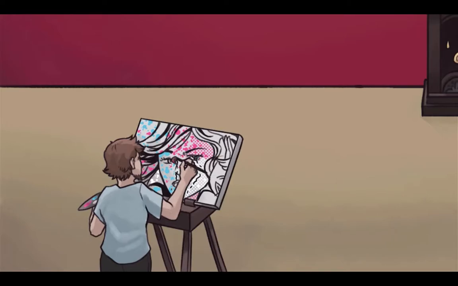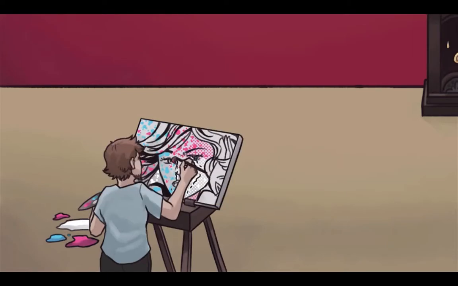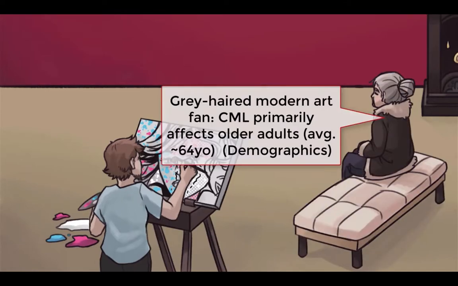Slow down there, buddy. And finally, the blast phase resembles acute leukemia and is characterized by an uncontrolled proliferation of myeloid or lymphoid blasts, symbolized here by these amateurish crude splotches of paint. Just immature, to say the least. Chronic myeloid leukemia accounts for 15% of leukemias in adults with a median age of 65 at diagnosis. However, CML does occur in all age groups.